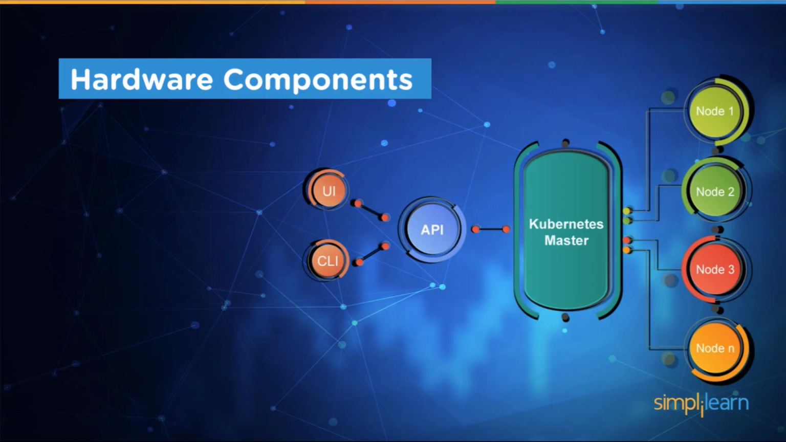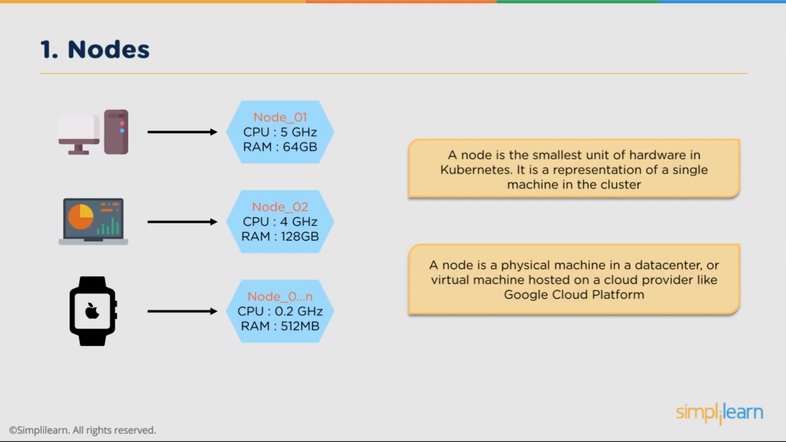So let's look at the hardware components for Kubernetes. What's interesting is that Kubernetes is extremely light. Of all the systems that we're looking at, it's extremely lightweight. If you compare it to a virtual machine, which is very heavy, Kubernetes is extremely lightweight and hardly uses any resources at all.